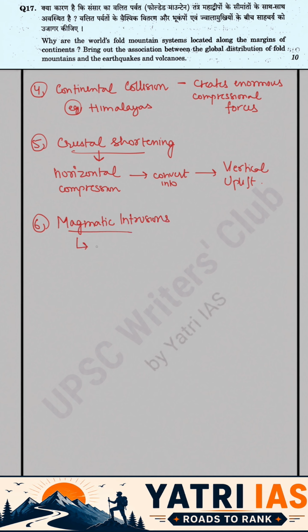Then you would mention magmatic intrusions. What does this mean? It means that when the lava rises, the magma coincides with convergent plate boundaries. And a very good example for this is Mount Kilimanjaro.